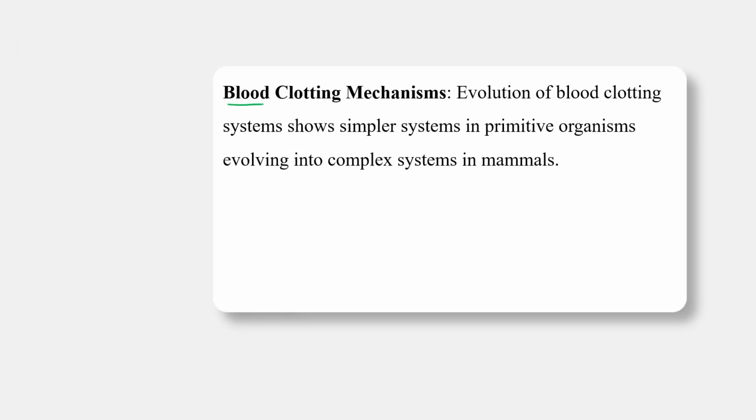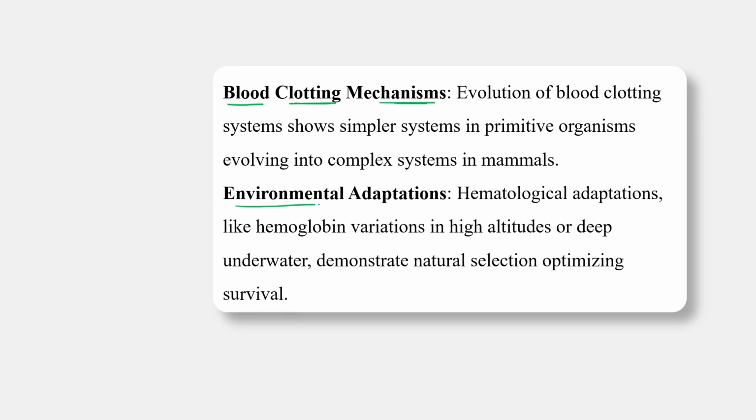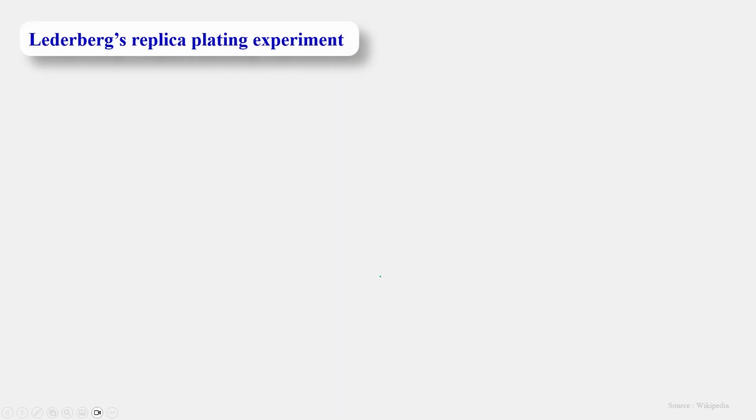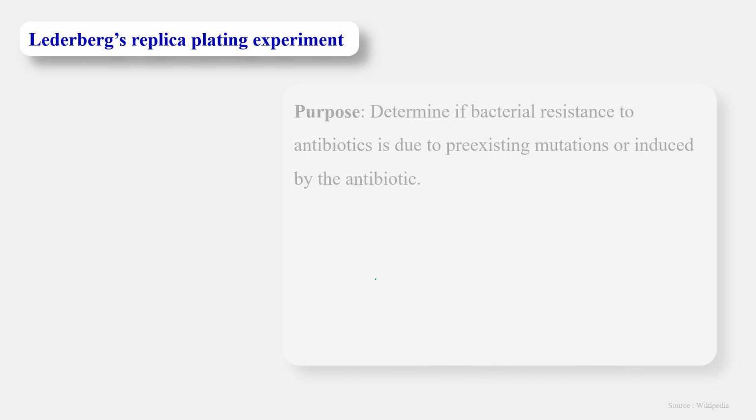Similarly, as a third point, you can consider the blood clotting mechanism also as evidence. Evolution of the blood clotting system shows a similar system in primitive organisms evolving into the complex system in mammals. Another is environmental adaptation, like hematological adaptation: hemoglobin variation in high altitude or deep underwater individuals demonstrates natural selection optimizing survival. Okay, now one experiment was performed by Lederberg.